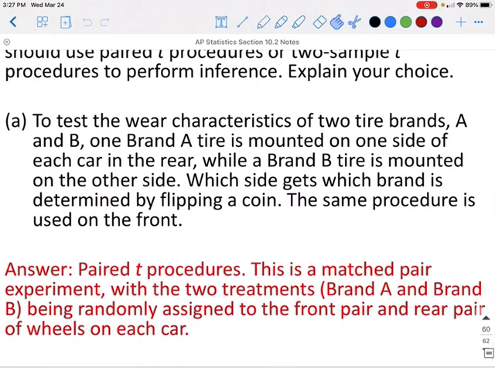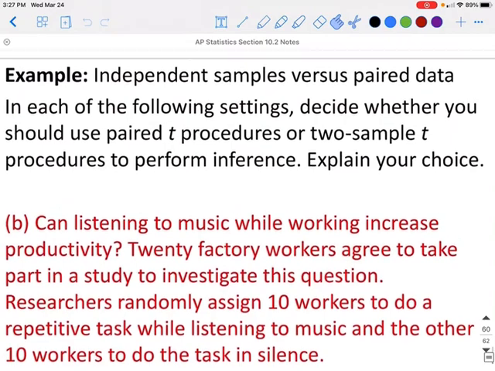For this one, you should use a paired T procedure. This is a matched pairs experiment, with the two treatments, brand A and brand B, being randomly assigned to the front pair and the rear pair of the wheels on each car.